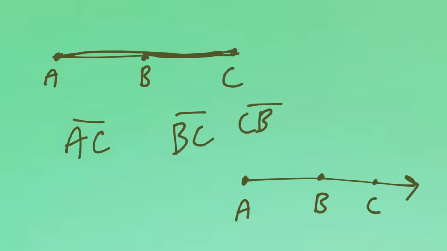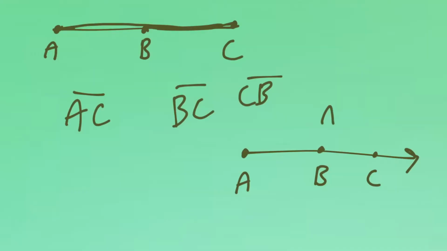And then we have a ray. You have to be a little bit more careful with how you label a ray, but a ray has a specific endpoint on one end and then continues forever in the other direction. We could call this ray AC, or we could call it ray AB. Notice the direction of the arrow.